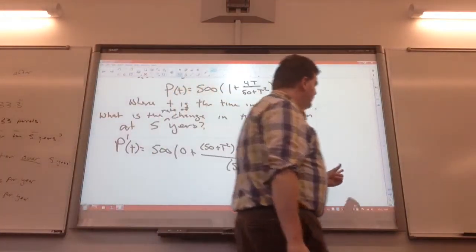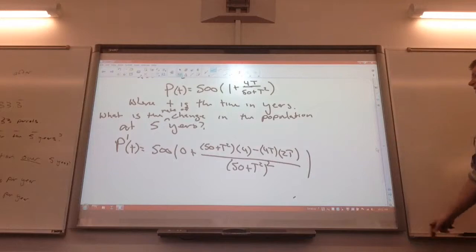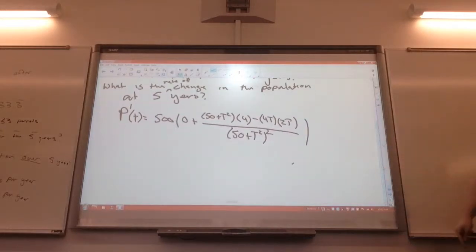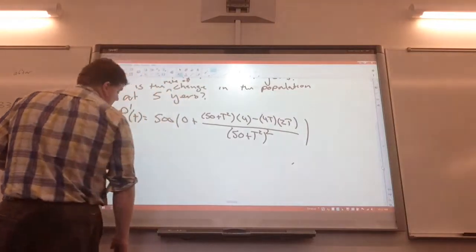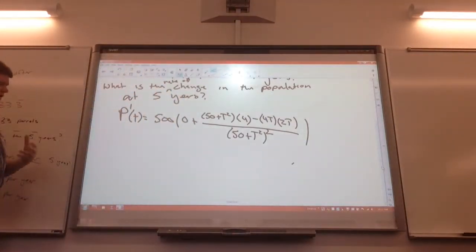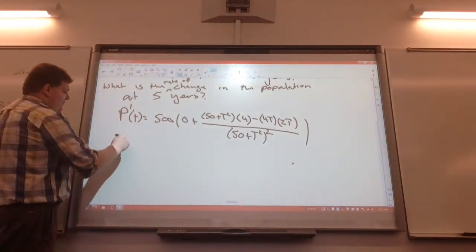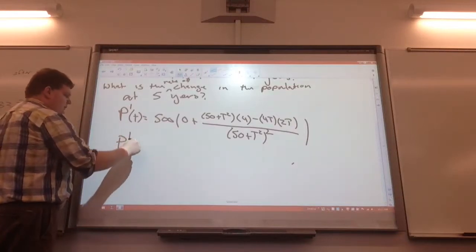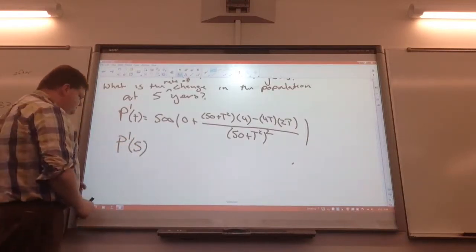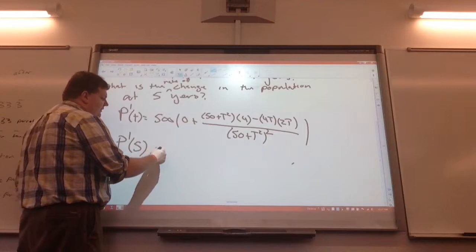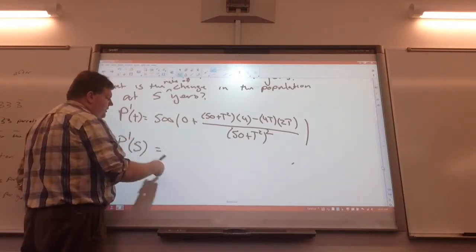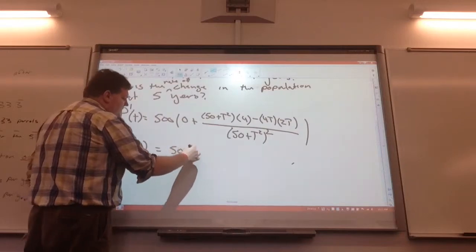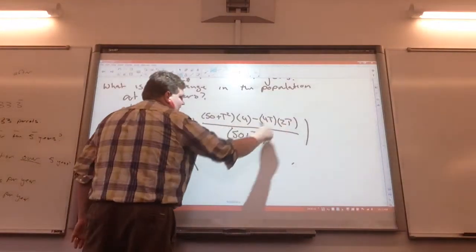Is that better? Okay, so this is what comes out to be. I now evaluate this at 5 because that's the year in question. I want to know the instantaneous rate of change in it. So P prime of 5. 500 times 0 is 0, so we can just ignore that part. So it'd be 500 times this thing evaluated at 5.